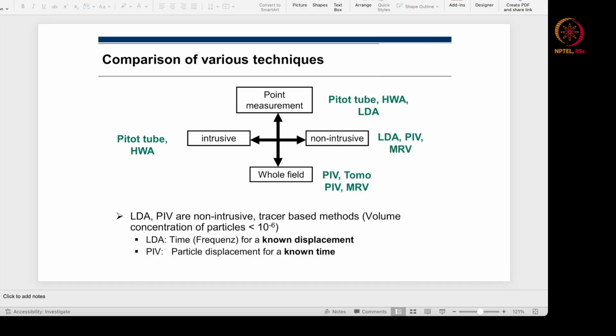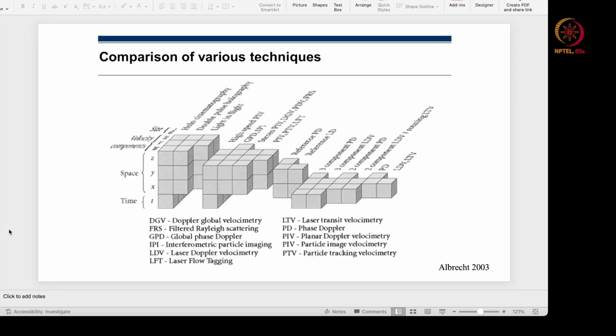LDA, on the other hand, you fix the measurement volume in space. You have a fixed displacement, and you calculate the time, or in this case the frequency shift, to know the velocity of the particle. So in one case, delta t is fixed; in the other case, delta x is fixed. This is how these techniques actually work.